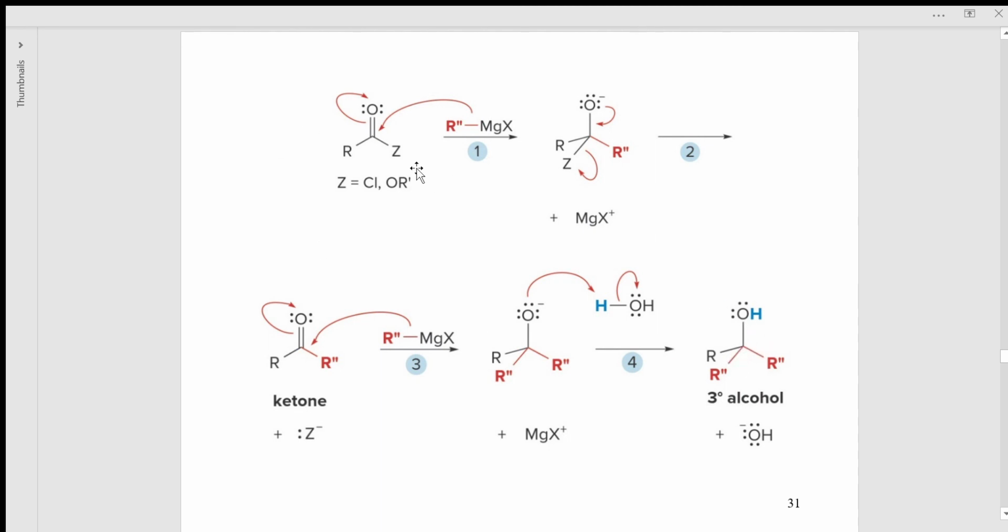That's why for the second group of carbonyl compounds, acid, ester or chloride, we need 2 molar equivalents of organometallic reagent to form tertiary alcohols. The Z, chloride or alkoxide, serves as the leaving group.